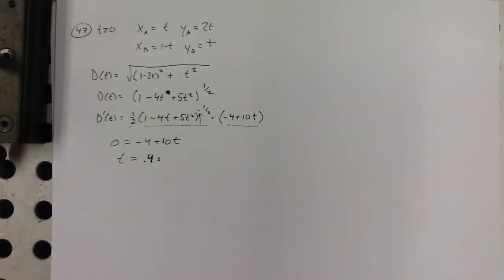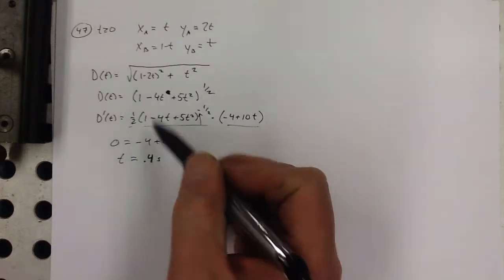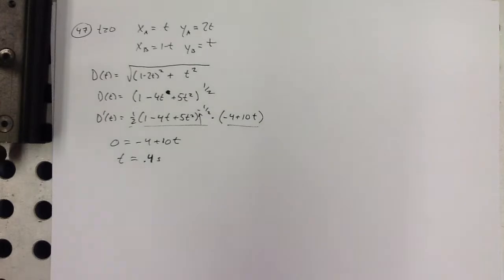seconds. Is it time in seconds? Did they say that? They didn't say, but we can assume that it's in seconds. And we want to find the minimum distance. So this is the time that gives us the minimum distance, but the actual minimum distance is what you get when you plug 0.4 into this.